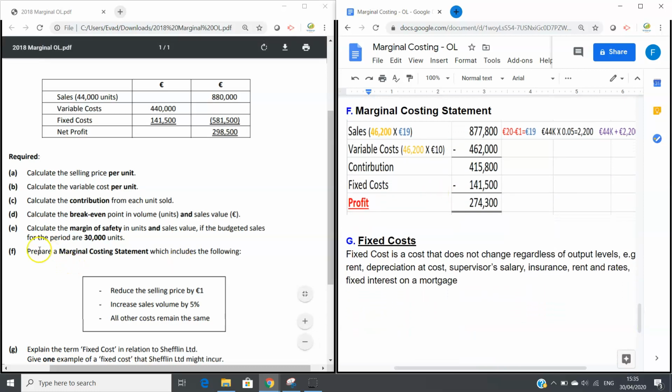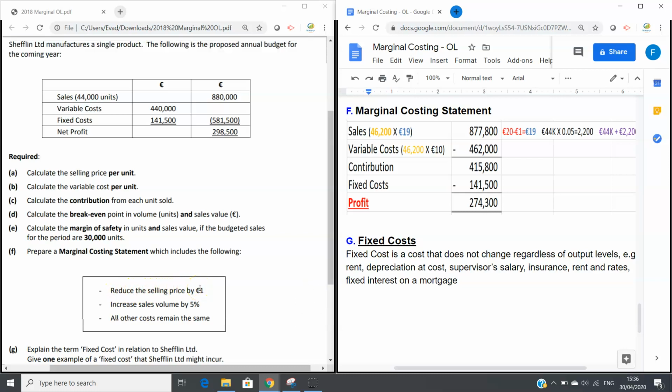Okay, part F. It says prepare a marginal costing statement which includes the following. Reduce the selling price by €1. So that's the first thing I'm going to calculate. We know the selling price is €20. And if I reduce it by €1, it'll end up being €19. So that's the first calculation that I've done.